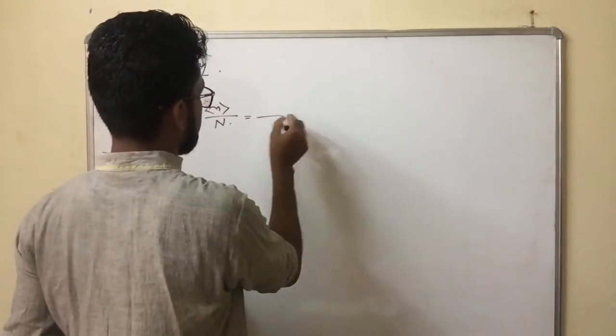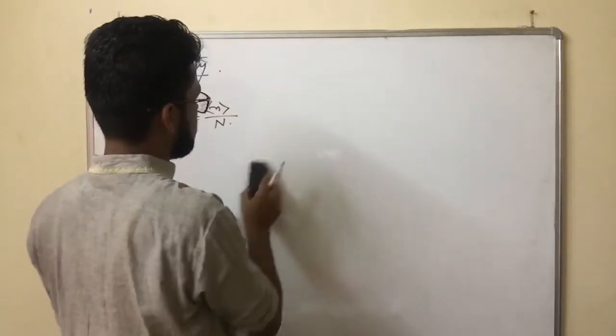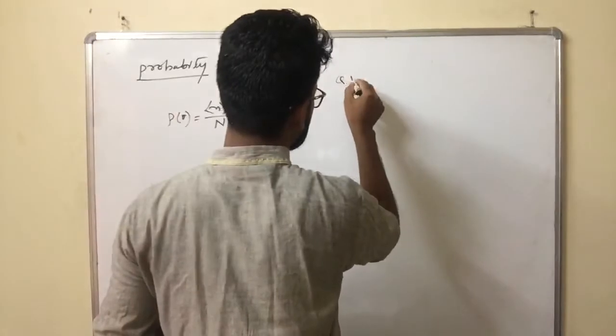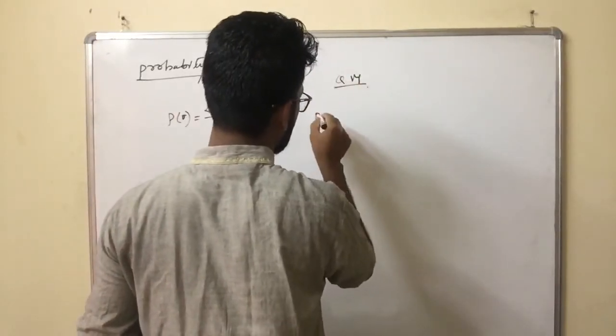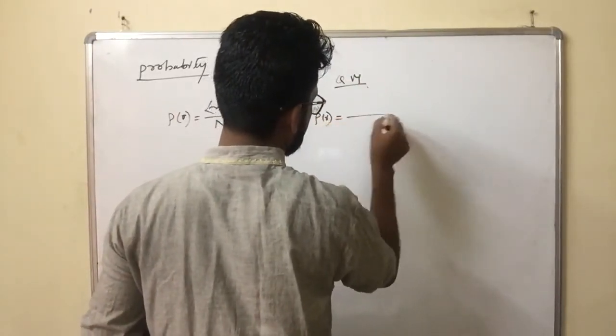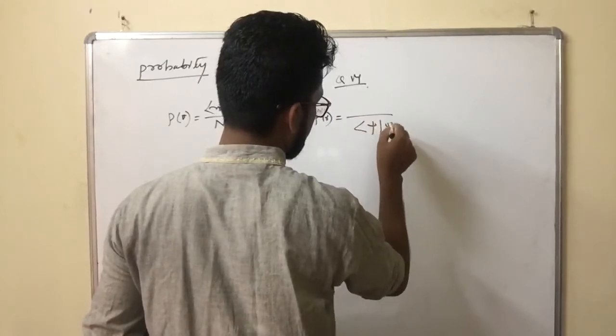In mathematics we represent it like this, and that is in quantum mechanics. In quantum mechanics, how do we represent it? Quantum mechanics probability is written like this. I have shown it in the last class.